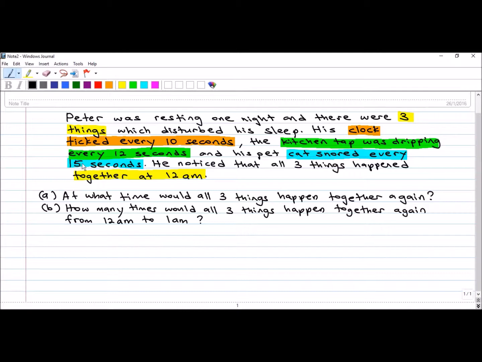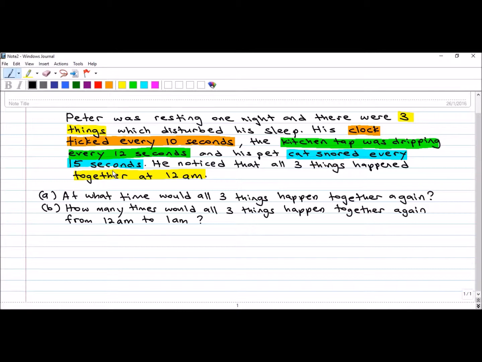Today we're going to use the method of LCM to solve this problem. This is a typical LCM exam question. LCM means lowest common multiple, or sometimes they call it first common multiple. So let's read the question.